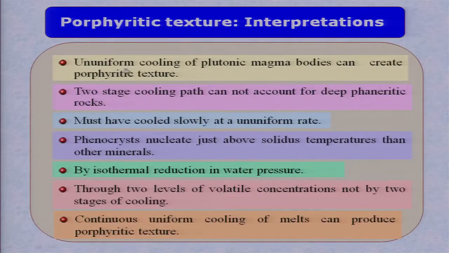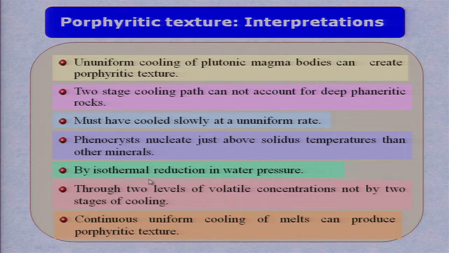Now, what is the interpretation? How have these porphyritic textures been formed? What is their petrogenetic interpretation? I will focus one by one. Non-uniform cooling of plutonic magma bodies can create porphyritic texture. A two-stage cooling path cannot account for deep phaneritic rocks. They must have cooled slowly at a non-uniform rate. The rate of cooling is non-uniform. Therefore, you have two size crystals. Phenocrysts nucleate just above solidus temperature, then other minerals.